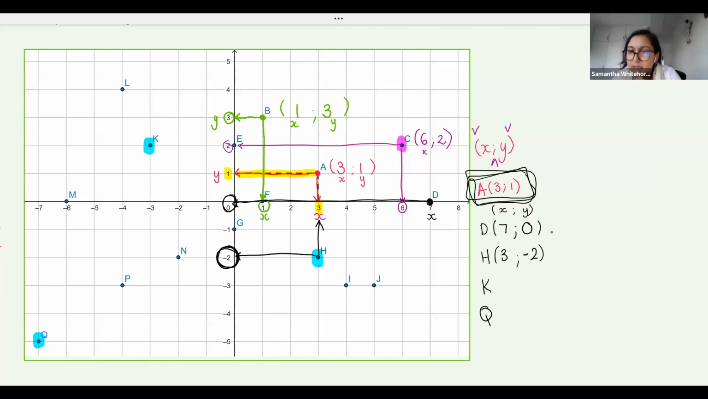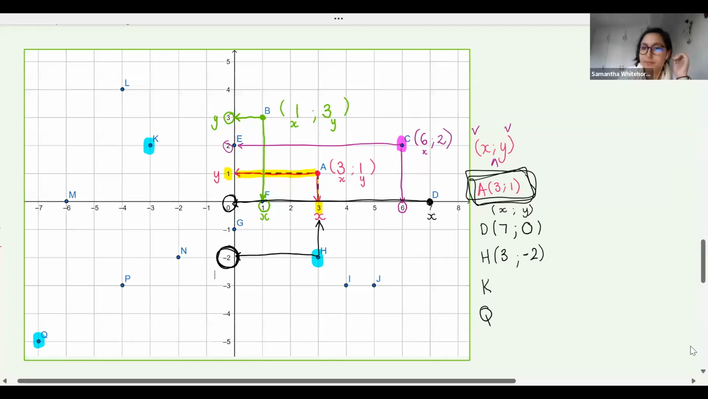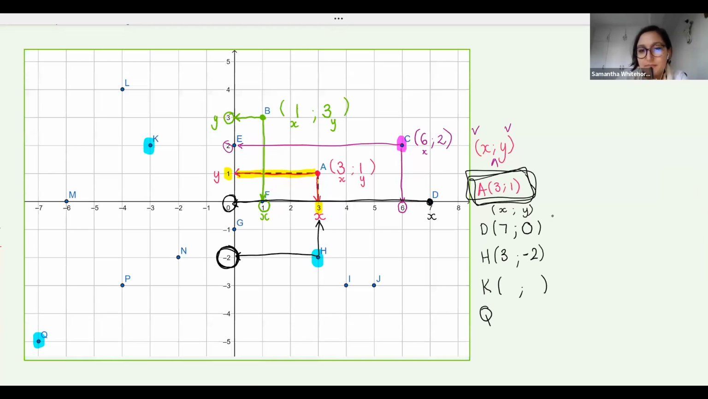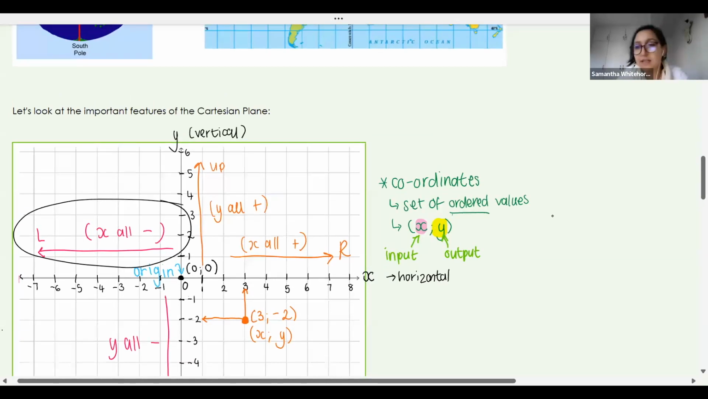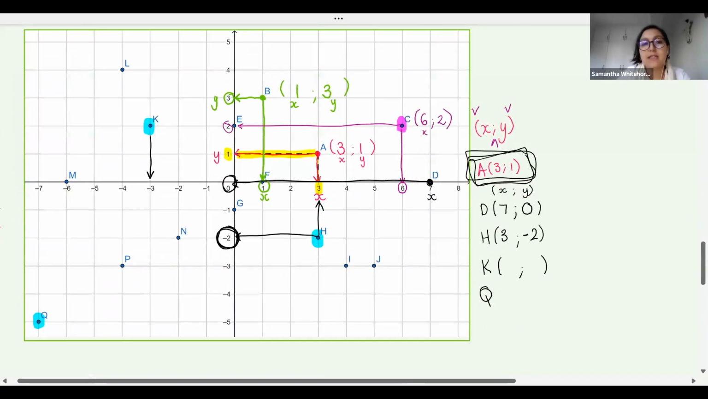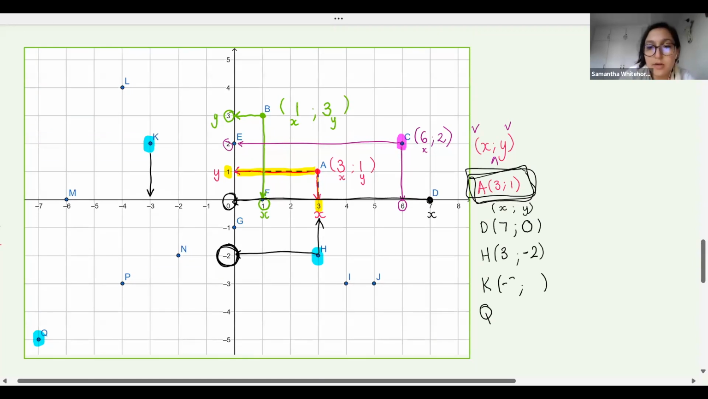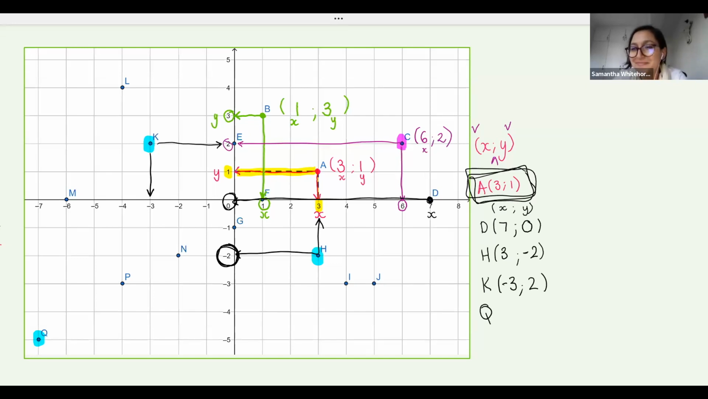Alrighty. Princess, would you like to give me K? Yes, ma'am. Okay, tell me. -3 and 2. Perfect. So guys, now we see that K is on the left of our y-axis. Remember I said up here, if it's left, the x is negative. And so that means that x is -3. We can read down and see that. And y is 2. Excellent, Princess. Well done. Thank you.